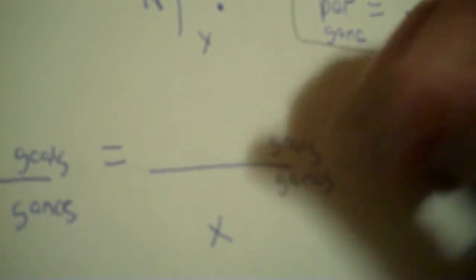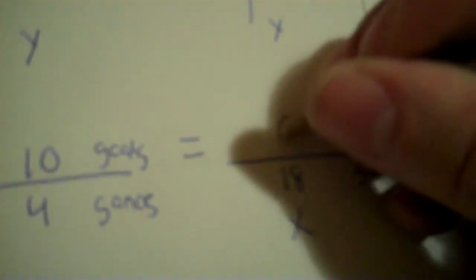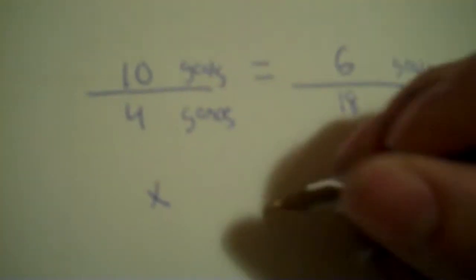okay? So games is x, so we put games in the bottom. Then goals is y. Goals on the top. Okay, so 4 games is with 10 goals. So 4 with 10. And then 18 games, and I don't know how many goals I have. You can put G or you can put X. It doesn't really matter what letter you use.